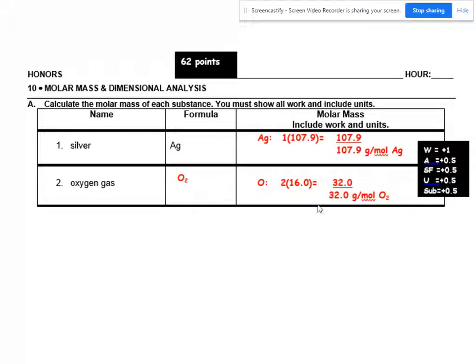Ag is a substance. For oxygen gas, that's O2 because it's a diatomic. 1 point for work, 32.0 grams per mole of O2. You definitely need to have that 0. If you don't have that 0, it's minus a half.